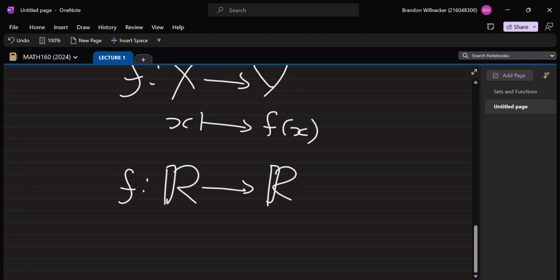So maybe you didn't even write this in high school. Maybe you just wrote the rule and you didn't really pay much attention to where you're going from and where you're going to. Okay, so this is going to be wrong for now, but it just illustrates the point. So here we have an element x getting mapped to root x. That's the rule. You give me an x, I give you root x. It's a rule. It's how we go from the real numbers to the real numbers.